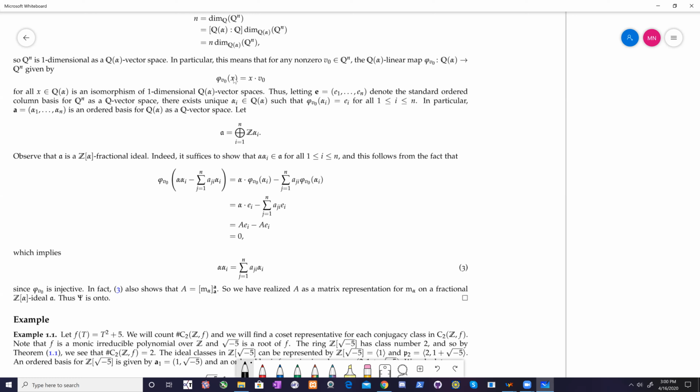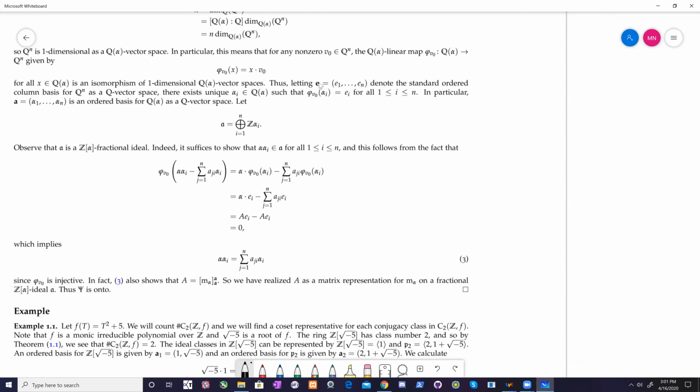So we fix x here, or we fix v naught here, and then we act on x on the left, right? So this gives us a Q(alpha) isomorphism from Q(alpha), right? So we send x to this guy here, which belongs to Q^n. So this is a Q(alpha) isomorphism of these one-dimensional vector spaces.